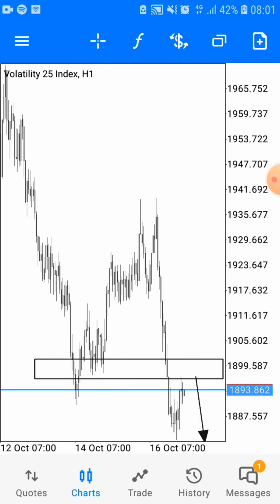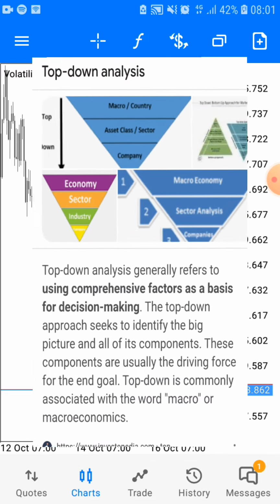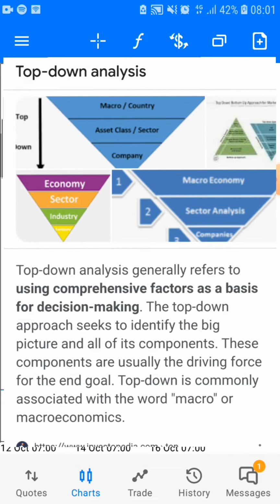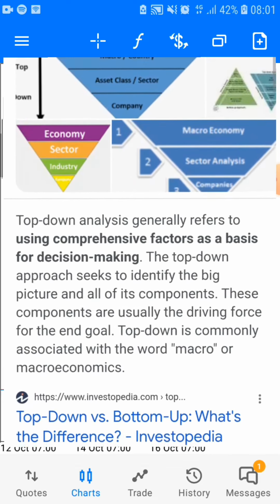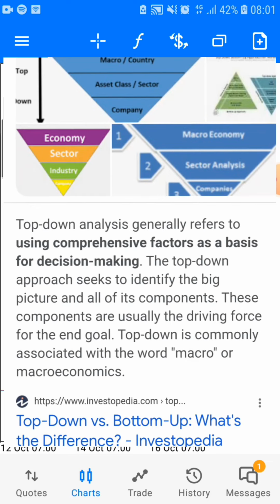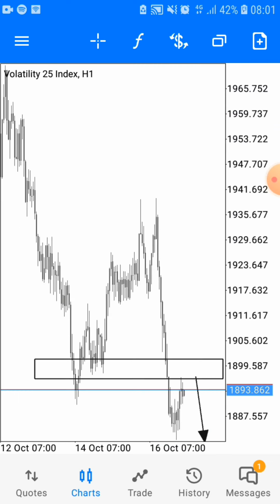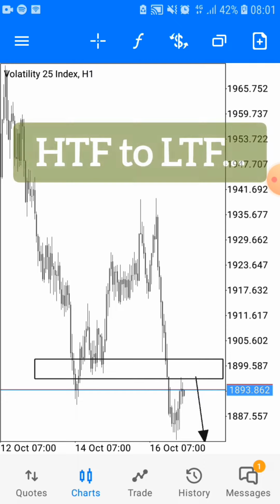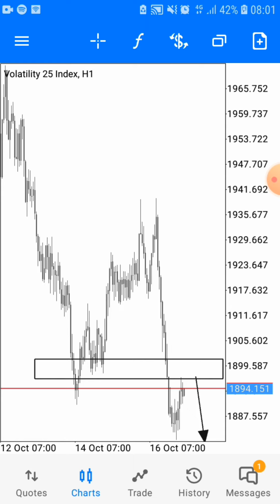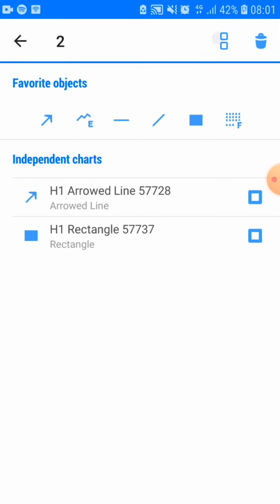When you go over the internet, they will tell you that top-down analysis refers to using comprehensive factors as a basis for decision making. But right here, I will show you in plain simple English that top-down analysis is the accurate way of analyzing the markets, where you start analyzing using higher time frames and progress slowly towards the lower time frames.